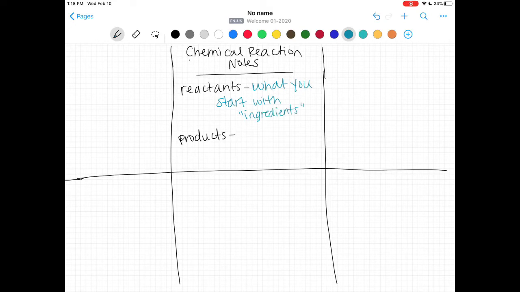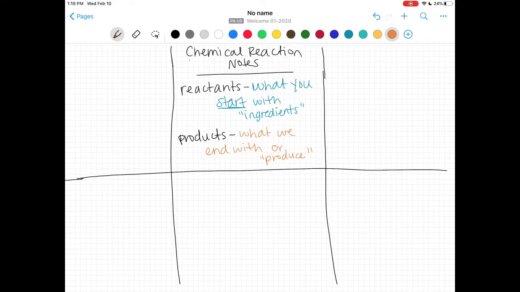Okay, because cooking is actually a chemical reaction. That's what's taking place. You're changing those ingredients into something new. And so our reactants are what we're going to start with, all right? And if the reactants are what we start with, then our products are what we end with, or what we produce, from our reaction. All right. So we have reactants and we have products.